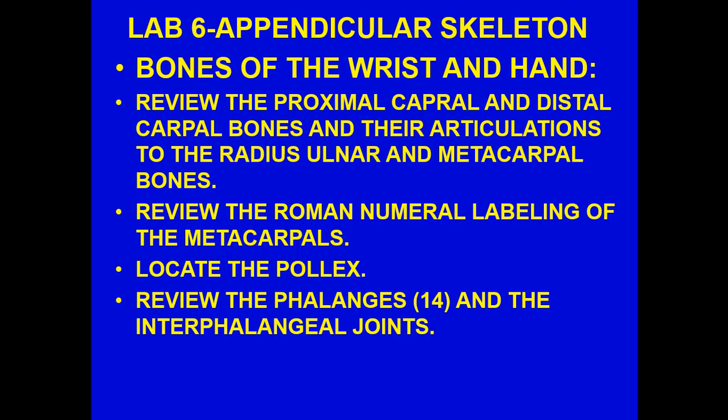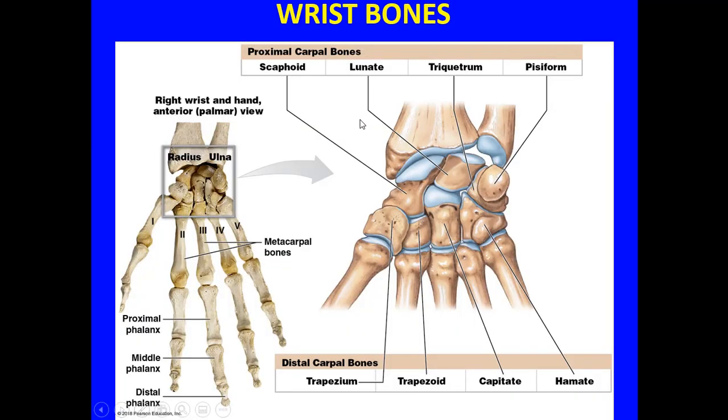You want to review the phalanges and the interphalangeal joints. So what am I talking about here? Okay, first off, here we have the radius, here we have the ulna. All right? So, what do you have for the proximal carpal bones? When we talk about proximal, these are the bones that are closest to these two major bones here, the radius and the ulna. You have the pisiform here.